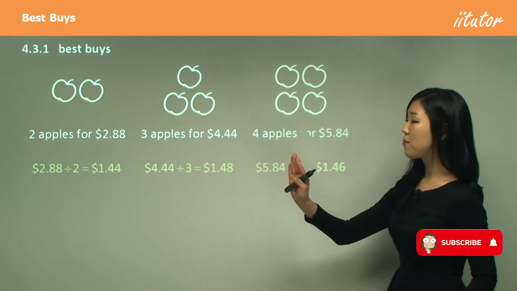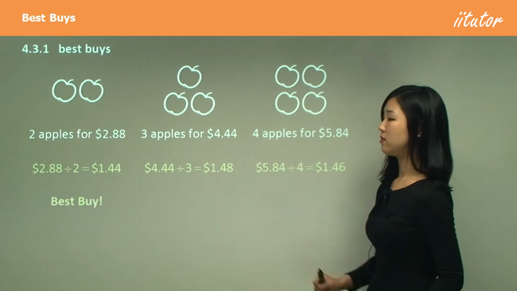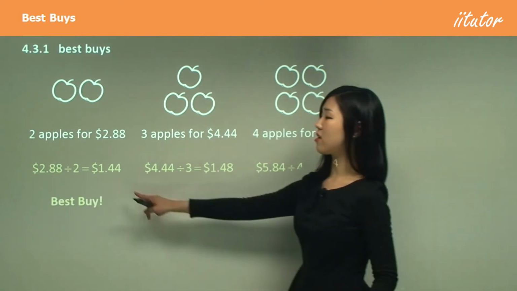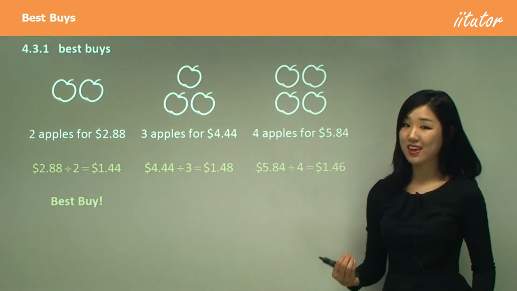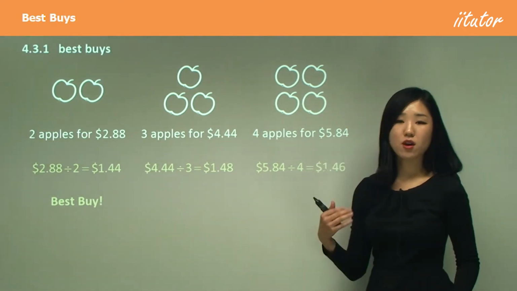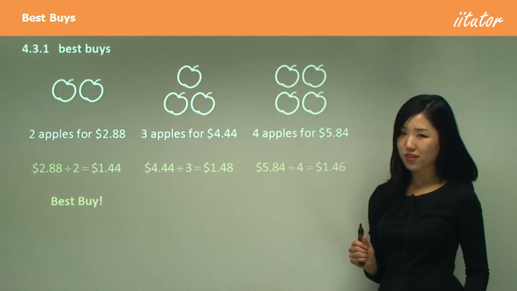So guys, compare the prices. Which one gives me the lowest cost overall? That one is the best buy because the cost per apple is the lowest, so it's the cheapest. The key thing here, guys, is to calculate the cost of 1 unit or 1 object. Okay, so make sure you're good with the units here.